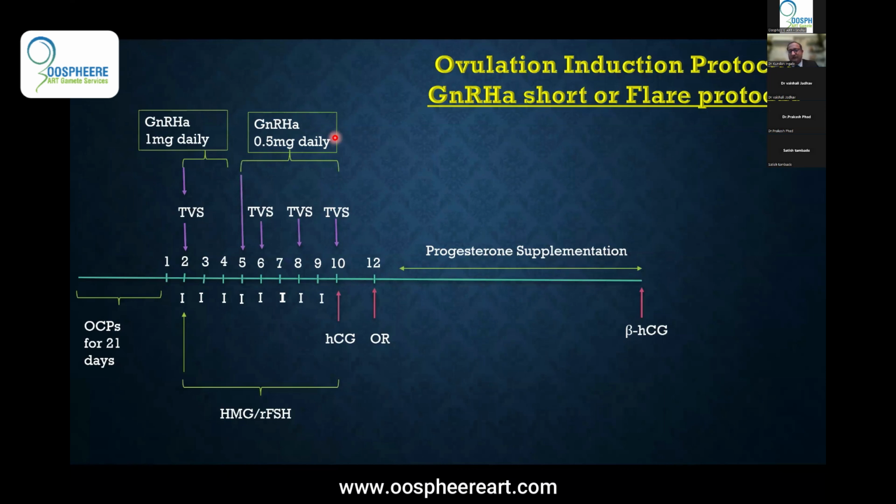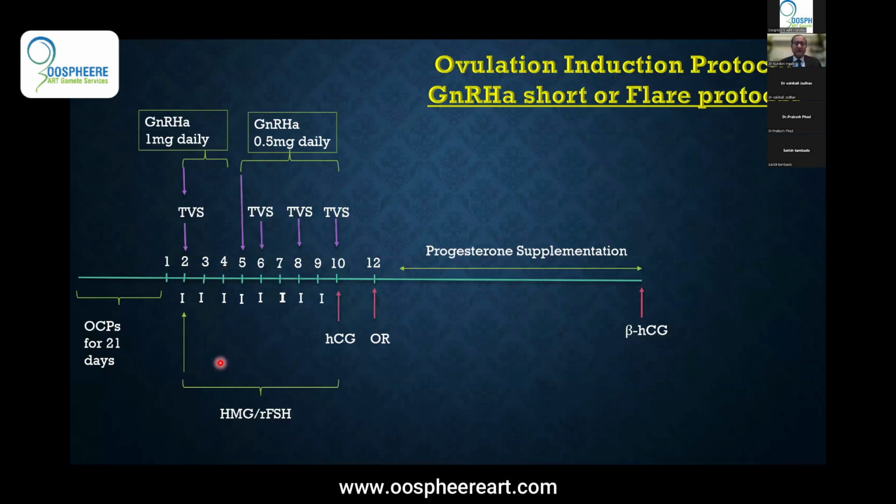Now, there is another protocol. What we understood is the GnRH long protocol. Now the GnRH short or flare protocol. So here, what we have done is we have given oral contraceptive pills for 21 days so that we have downregulated the pituitary. We stopped it. The patient has got her menses. From the second day of the menses, we have given GnRH agonist 1 milligram, that is 40 units daily, on the second, third, and fourth day.